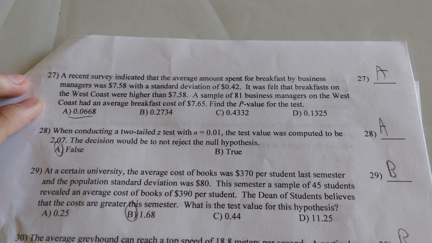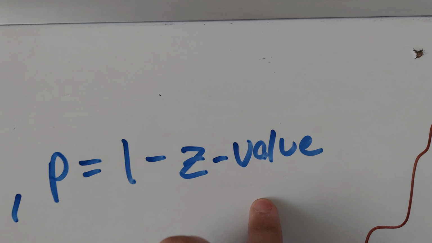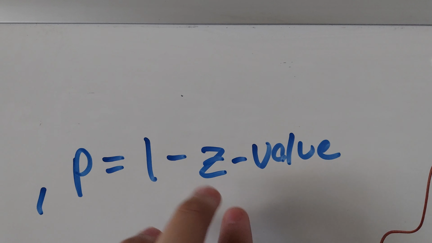So, let's go over to the board. As we stated, we're going to be finding the p-value, or p. How we're going to do that is we're going to be using this formula. P is equal to 1 minus the z-value. I'll go more into that in a little bit, but let's write down what we know.